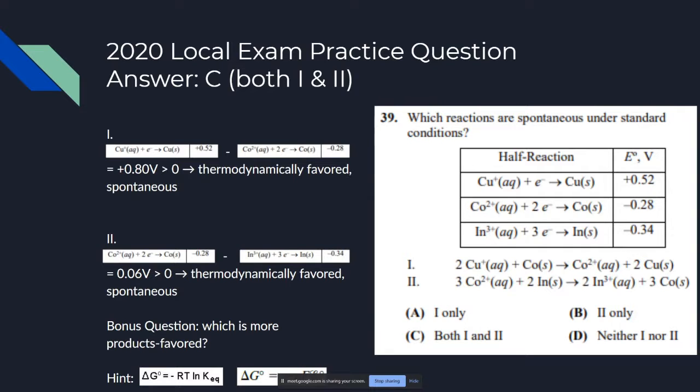And for the second one, it's basically the same thing. You can create the second one with the half reaction that they list in the table here. So the correct answer is C. Both 1 and 2 are spontaneous under standard conditions. And then additionally, which one do you think is product favored?